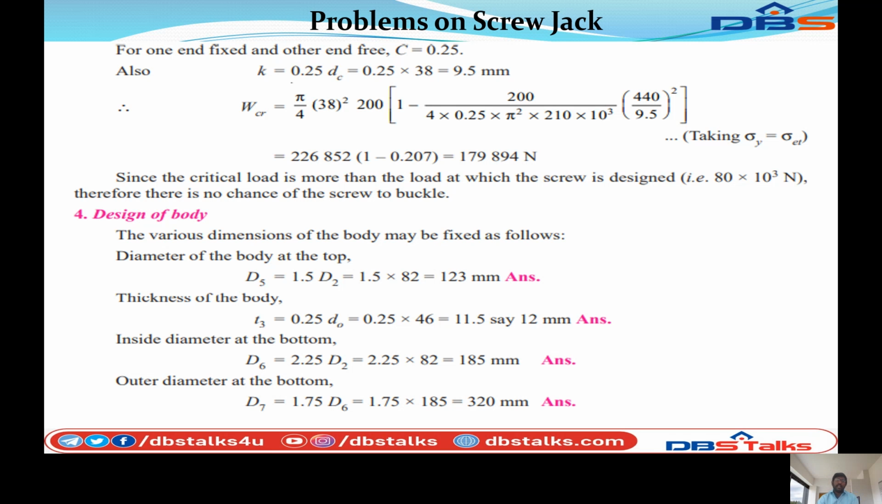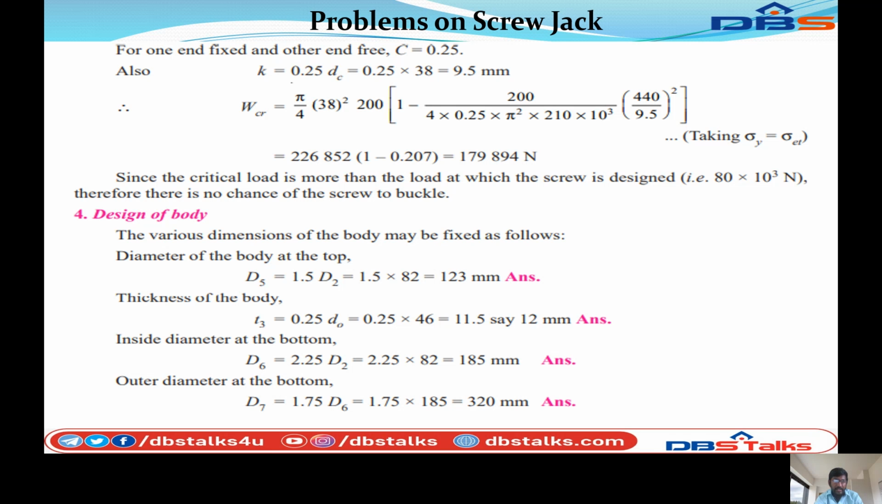So next step, we calculate the design of the body. This is the last step. The various dimensions of the body may be fixed as follows. The diameter of the body at the top, D5, is equal to 1.5 into D2. That is equal to 1.5 into 82, that is equal to 123 mm.